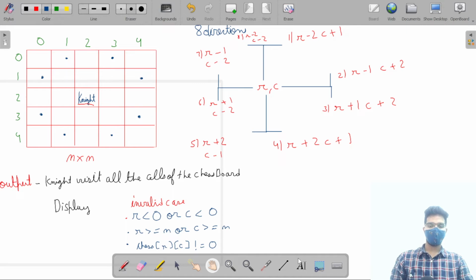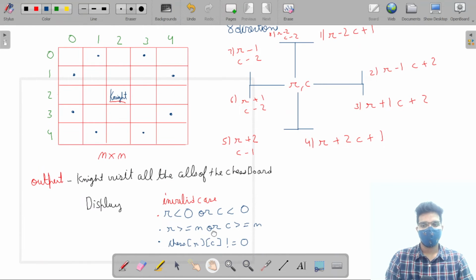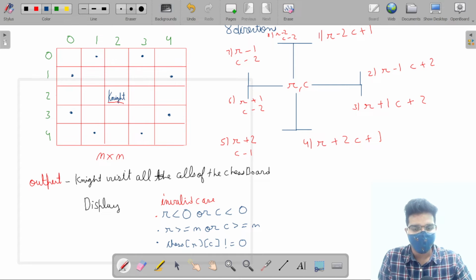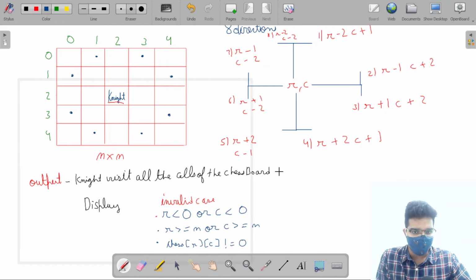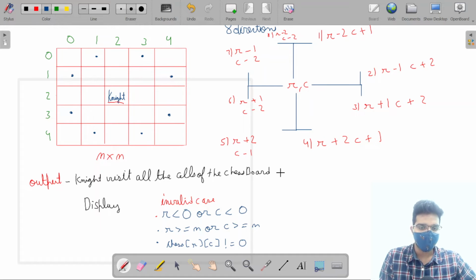Now let's talk about when we will get our answer. When our knight visits all the cells of the chessboard exactly once, as we mentioned here, that is, if upcoming move is equal to n cross n, then in that case I get my answer. We initialize upcoming move by 1.